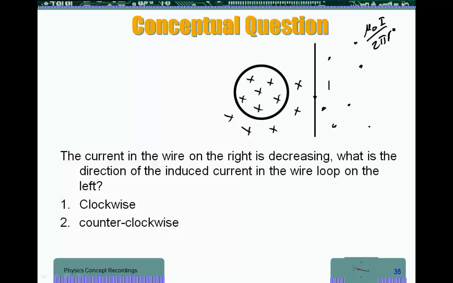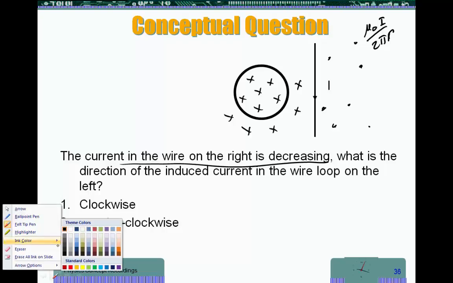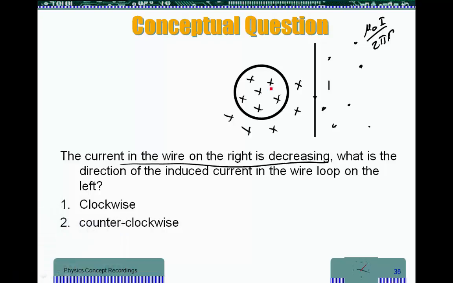Now we are told that the current in the wire is decreasing, not increasing. If it is decreasing, what does that mean? It means that this flux is going to become smaller. So the induced current should be such that it's going to oppose the change in flux. So it's going to oppose the decrease in this flux. To oppose it, the magnetic field due to the wire is going to be in that direction. Going in that direction, using the right-hand rule again, it's going to be like this. It's clockwise.